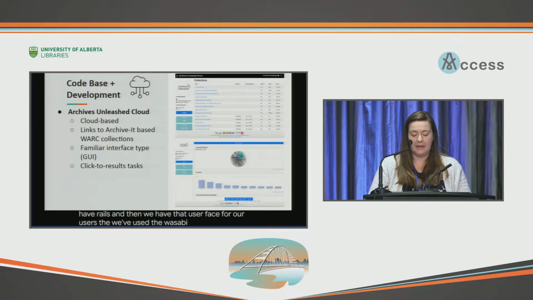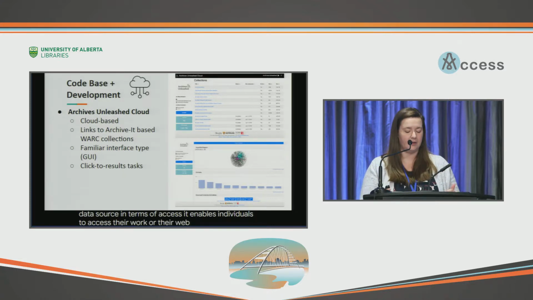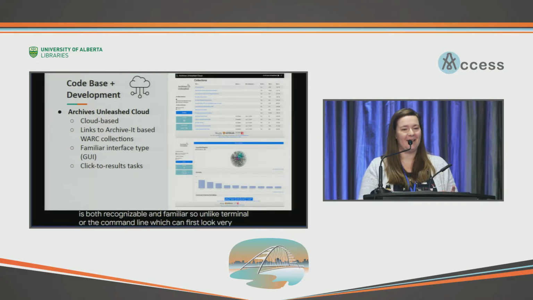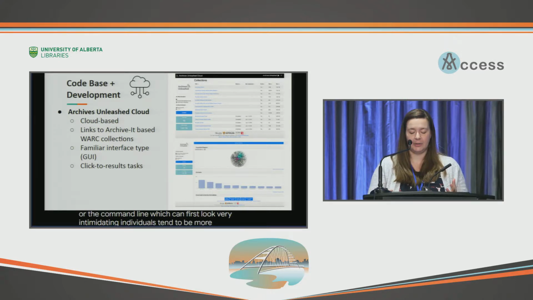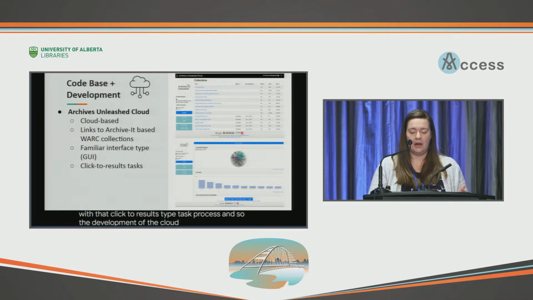We've used the Usability data transfer API to make the connection between our platform and the data source. In terms of access, it enables individuals to access their work or their web archive collections through their Archivist subscription. So that's the data source that we're pulling from. And in terms of usability, it provides an interface that is both recognizable and familiar. So unlike Terminal or the command line, which can at first look very intimidating, individuals tend to be more comfortable with that click to results type task process. And so the development of the cloud was built to help extend usability and accessibility for our base code.